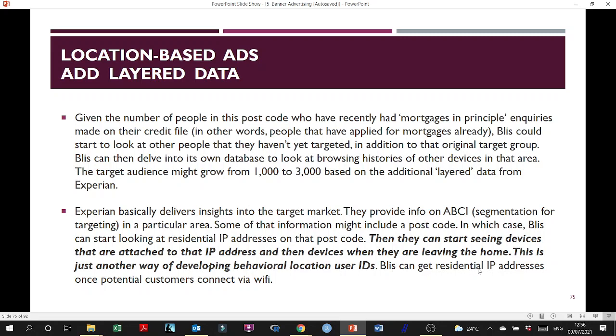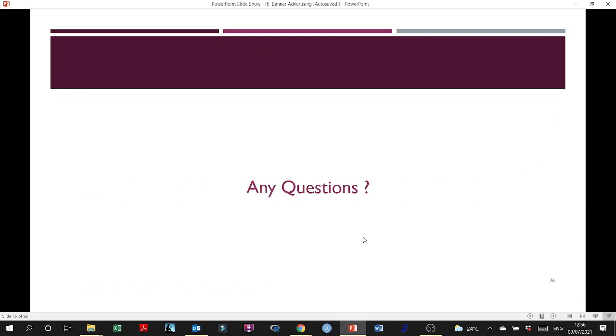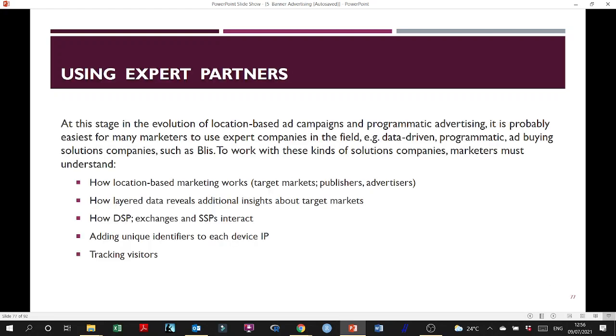Bliss can get residential IP addresses once potential customers connect via Wi-Fi and so on. And this is how they get you on your mobile phone or in the house and send you advertisements about mortgages or houses. Now, this is an example of how you use a partner like Experian, an expert partner, to create what we call a location-based campaign.